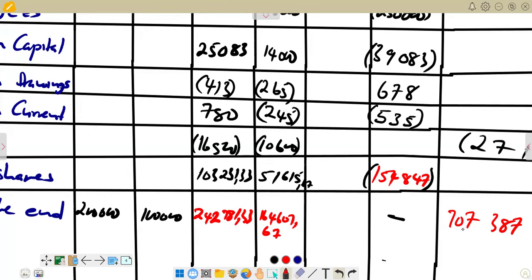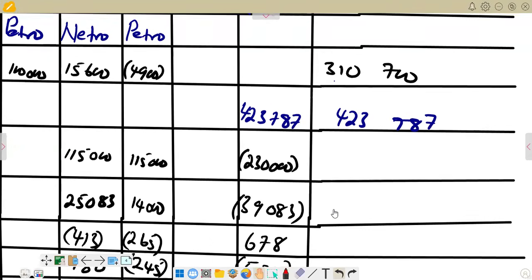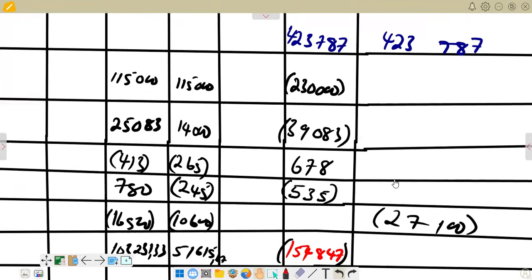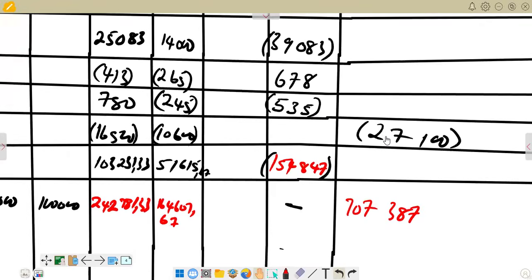This total again is the same total that you are supposed to get if you do the calculation vertically. That is, you come here, you say 310,700 plus 423,787, and then you subtract the drawings of 7,100. You are supposed to come back to this figure again. So whether you do it horizontally in this row, or vertically in this last column, we are supposed to get the same amount. So this is what we have, guys, in terms of the question on the statement of changes in equity of November 2023.